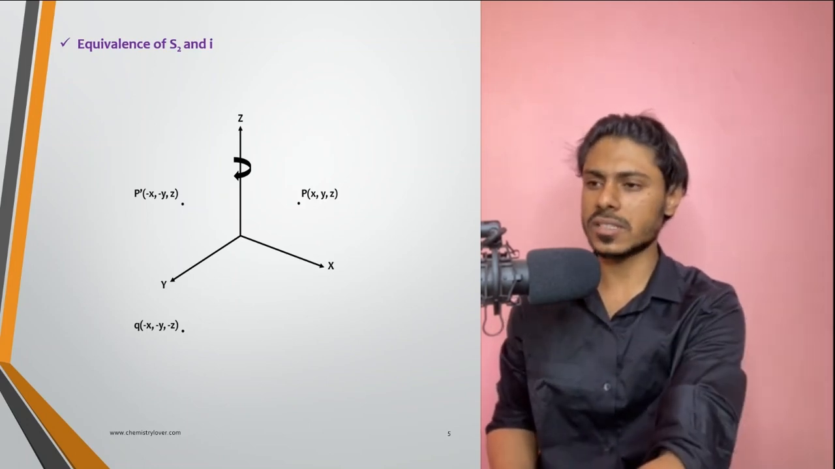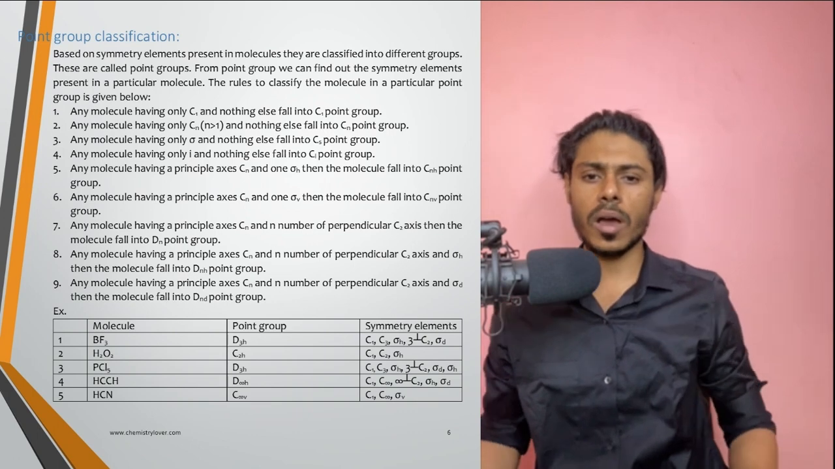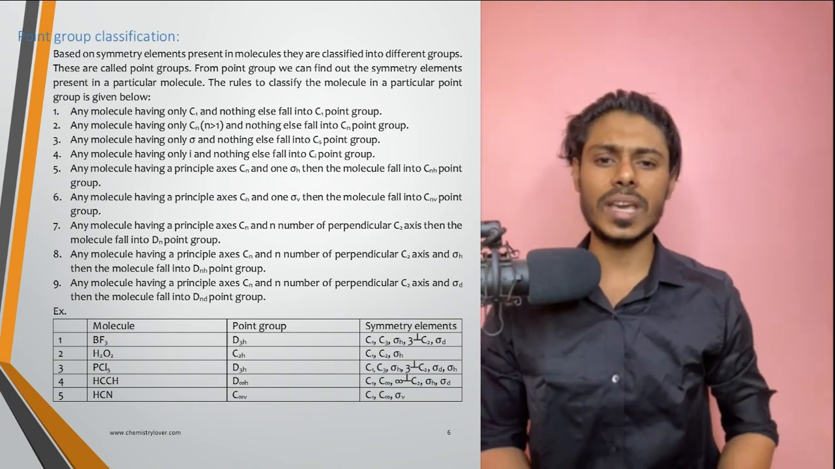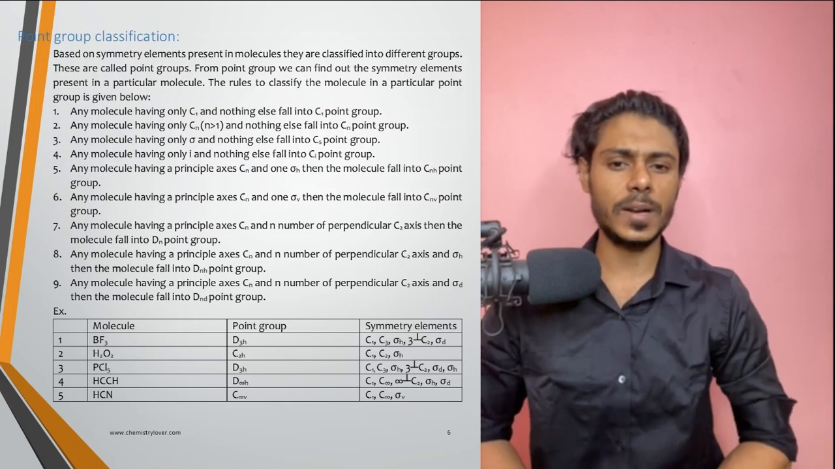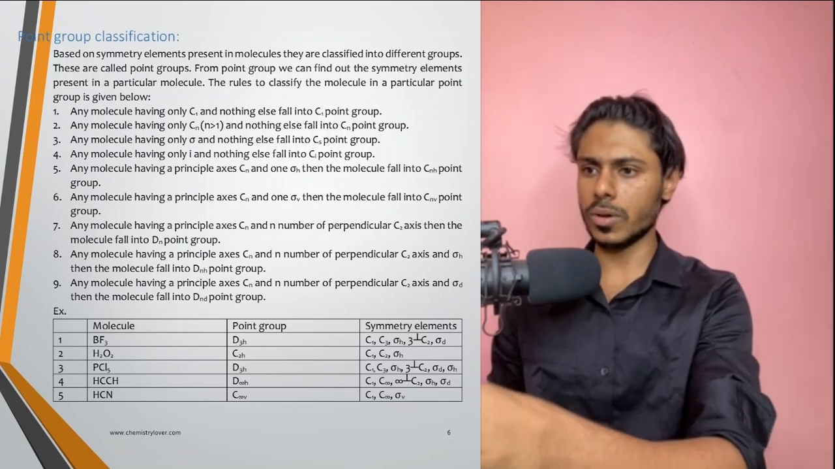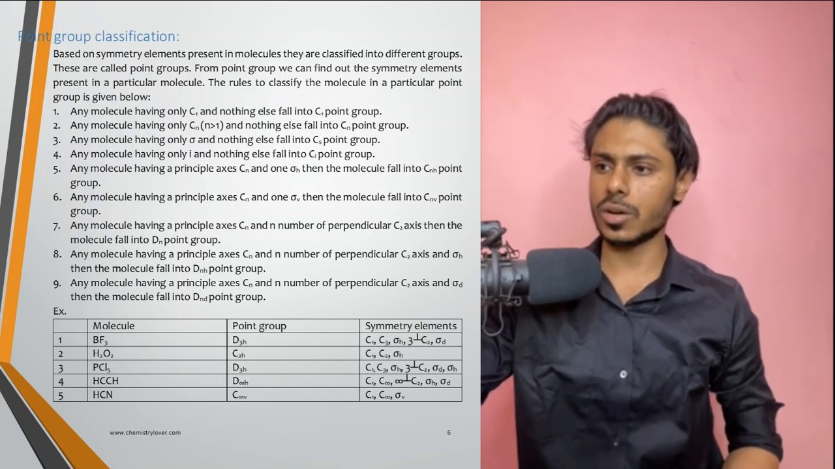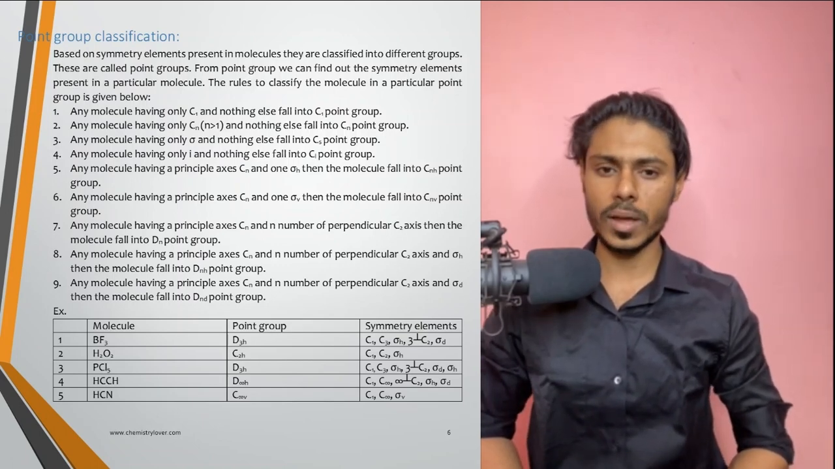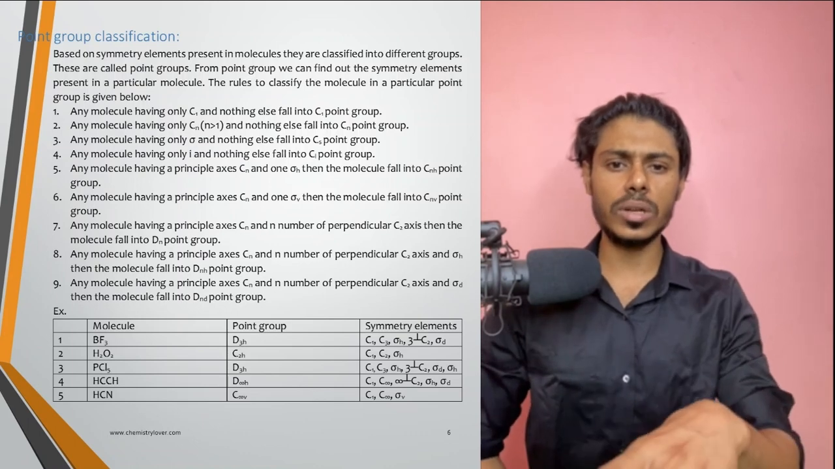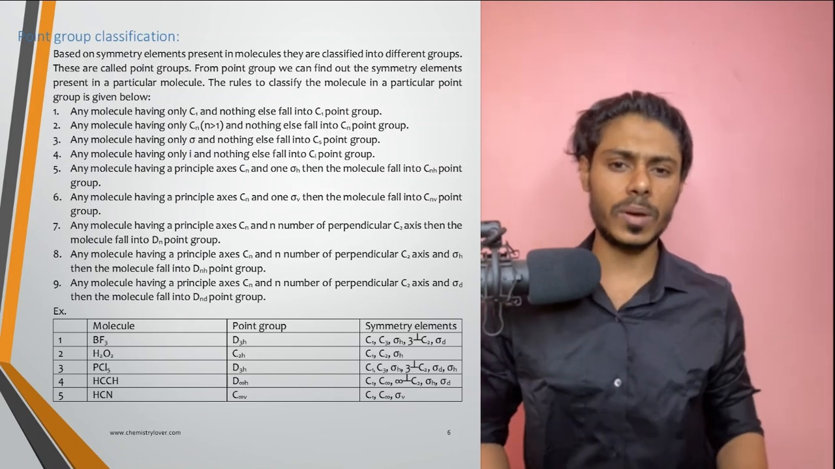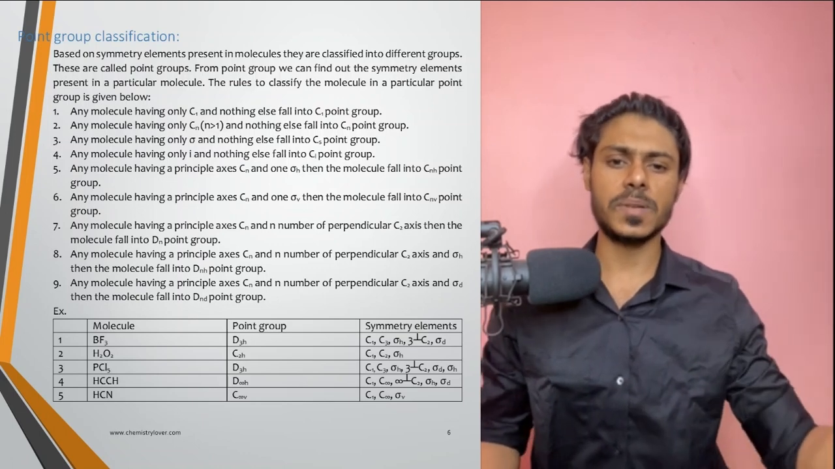Now our next thing is, based on the symmetry elements present in a molecule, we can classify the molecules into different point groups. So the rules are written here in the slide. You can see the rules are written in the slide one by one, and by following these rules you can classify molecules into different point groups. So if you know the point group, you can easily say what symmetry elements are present in the molecule.